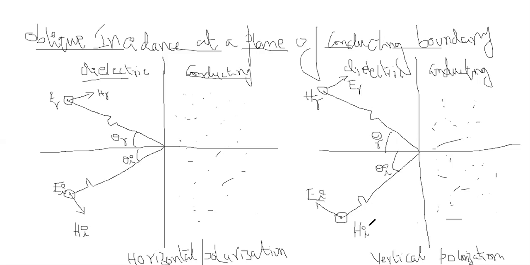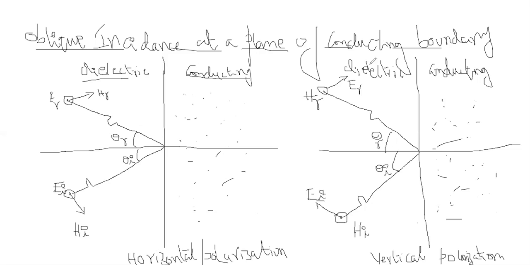But the placement of the electric and magnetic fields is different. In horizontal polarization, the electric field is perpendicular to the incident beam. Now in the vertical polarization, the magnetic field is perpendicular to the incident beam. That is the difference here. Now, by using these diagrams, you can find the reflection coefficient and the transmission coefficient.